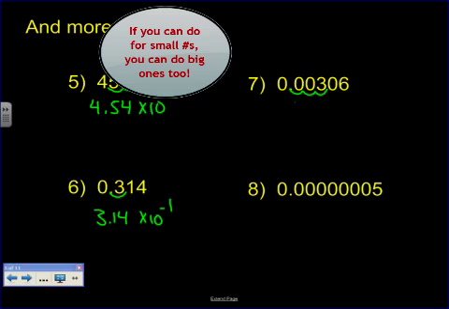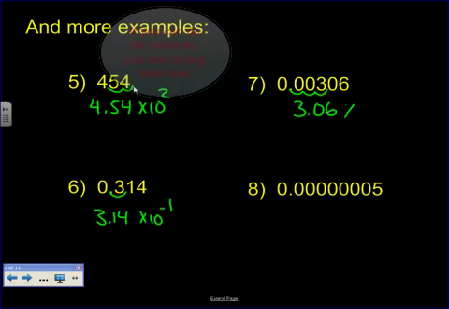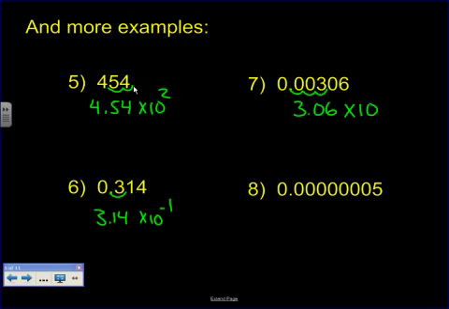A lot of times calculators will give us answers like this. So number 7, we move 3 spaces to the right, so negative 3 since we moved to the right: 3.06 times 10 to the negative 3rd. And again, in number 8, we're going to move many spaces to the right: 1, 2, 3, 4, 5, 6, 7, 8. Remember, we've got to get that 5 to the left. So 5 times 10 to the 8th. You'll notice there's no 0.0 because that wouldn't accurately reflect the precision in that particular number.